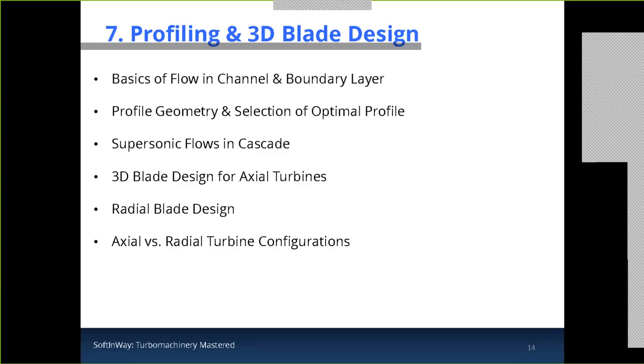We discuss supersonic flows, which may or may not happen depending on the configuration of the machine and the boundary conditions. And then we move on to the full 3D blade design of both axial turbines and radial turbines. We finish this chapter with something a bit more general, which is when to choose axial versus radial turbine configurations.